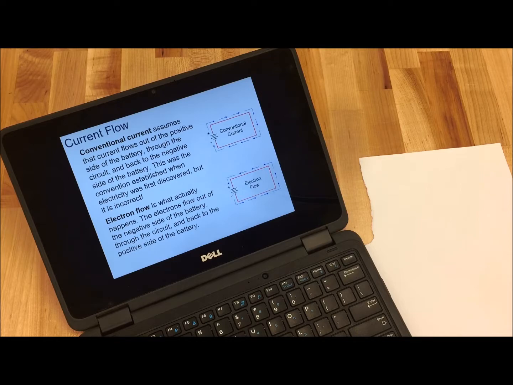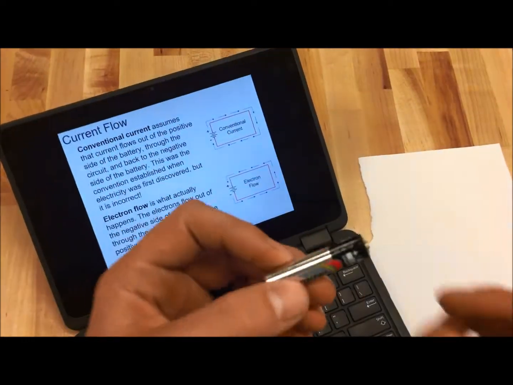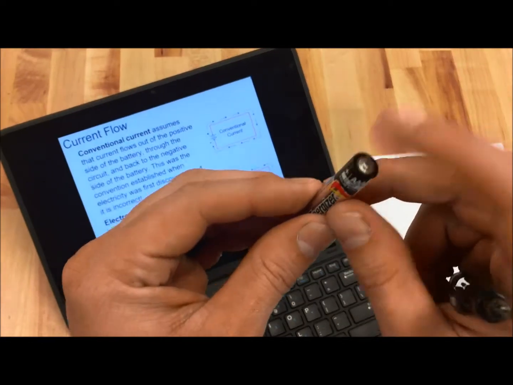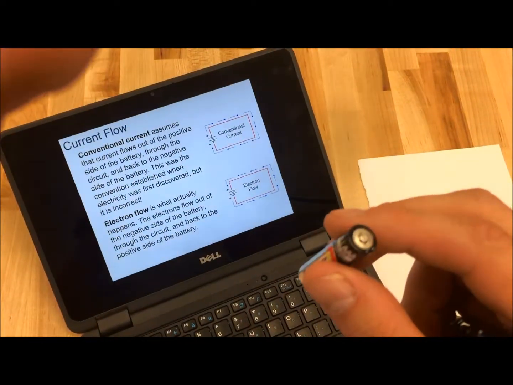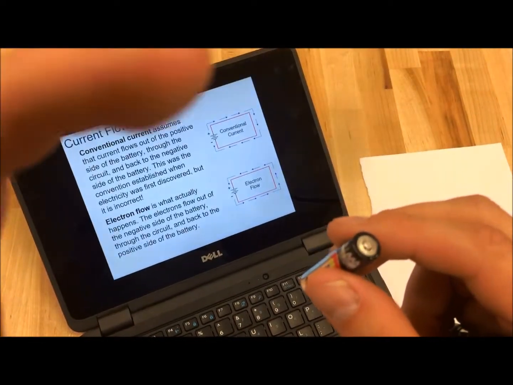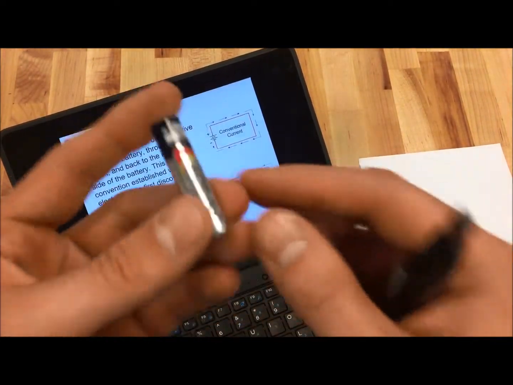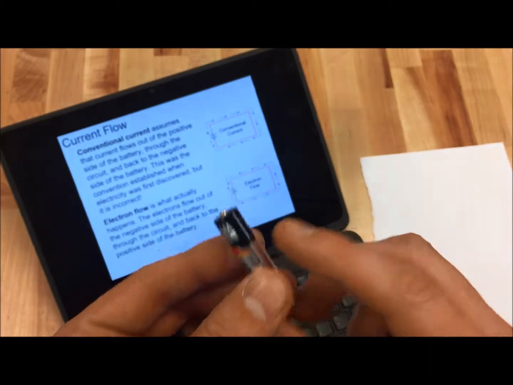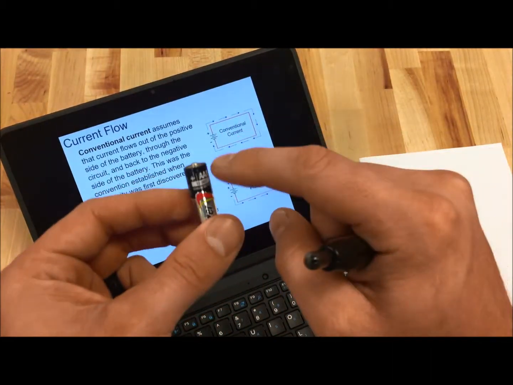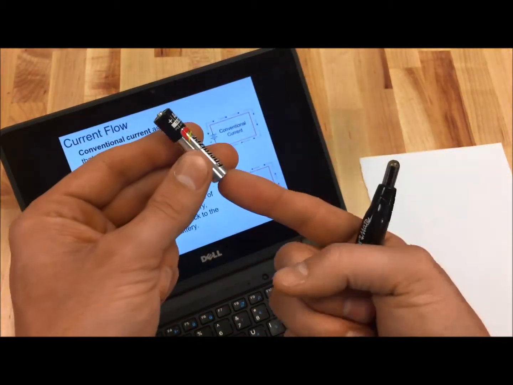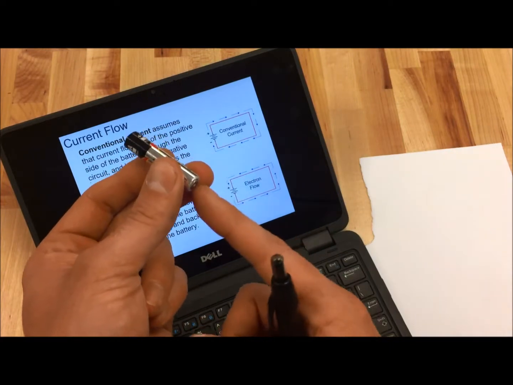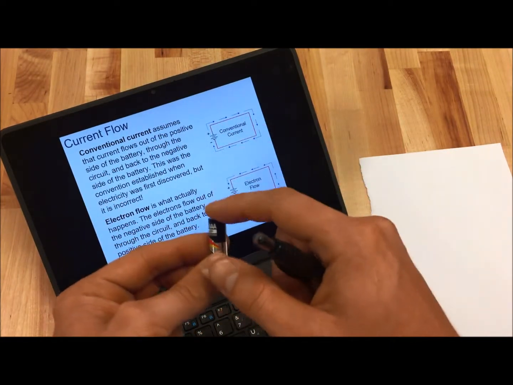So here's a battery now. This is the positive side of the battery. It's got the peg on it. And here is the flat side of the battery. That's the negative side of the battery. So typically we have thought that electricity would flow out of the positive to the negative, but in reality it actually goes from the negative to the positive.